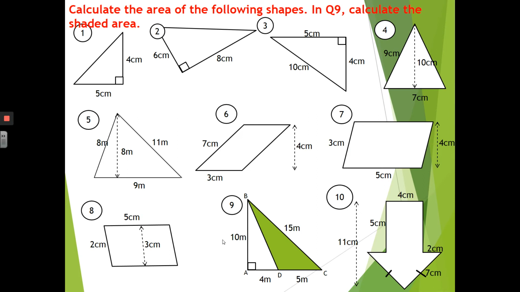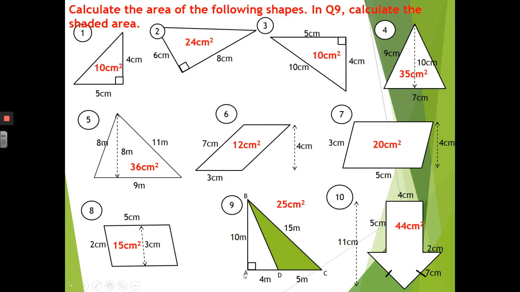Right, then hopefully you had a go at those questions and your answers. Remember, 5 times 4 divided by 2 is 10. Remember, dividing by 2, most common mistake that's made. Again, question 5, just making sure it's your 9 and your 8. Remember, these two lengths don't even need to be there. Parallelograms, again, just make sure you've done your base 3 times the perpendicular height from the bottom to the top, not the 7. And then just mark these answers here.